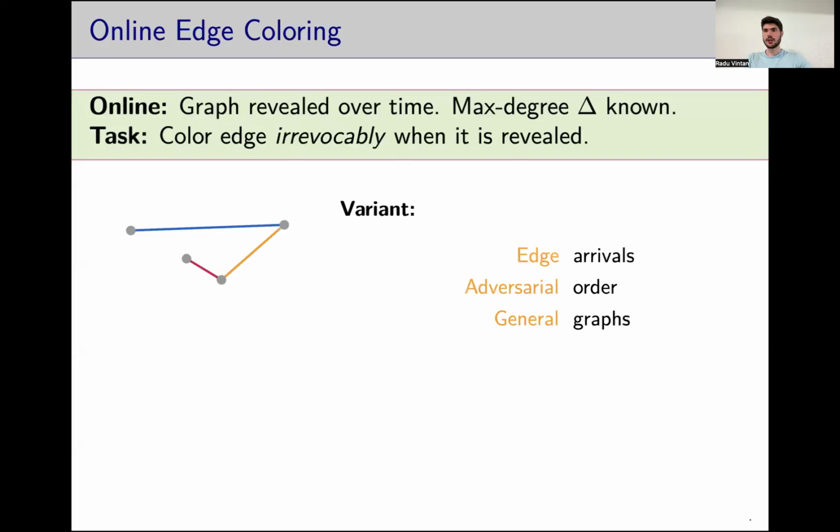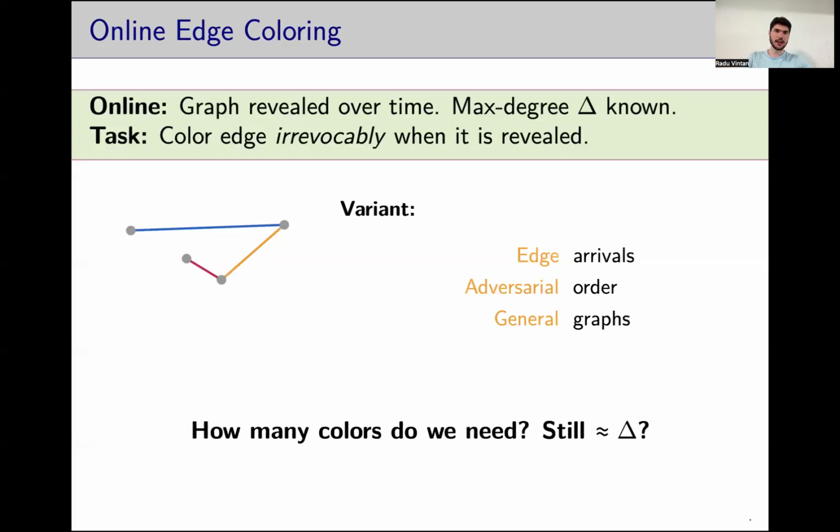So the variant we're looking at here is the most flexible one possible. It's the most general one in some sense. We're looking at edge arrivals, and the order is adversarial. So the adversary not only decides on the graph, it can also decide on the order in which we see the edges of the graph. And the graphs we look at are general, so it can be any standard undirected graph. And the natural question is, how many colors do we need? Is delta still enough, roughly, or do we need more?